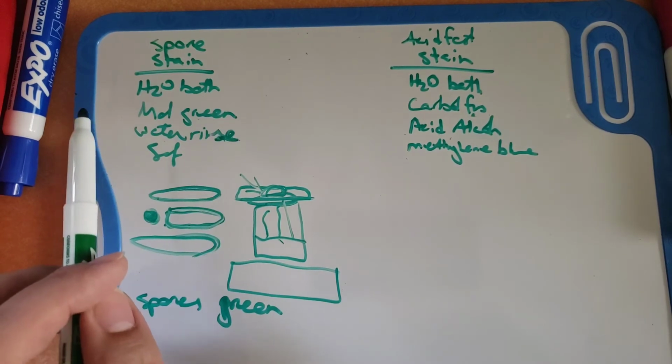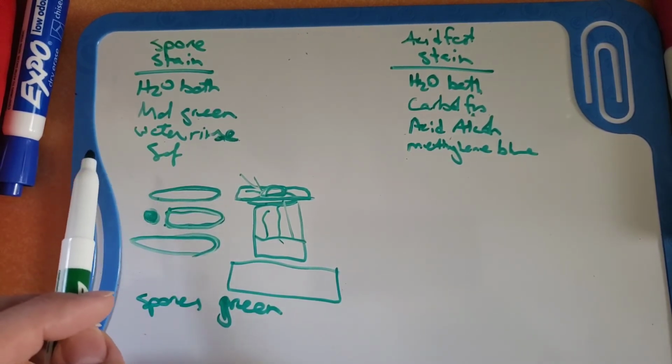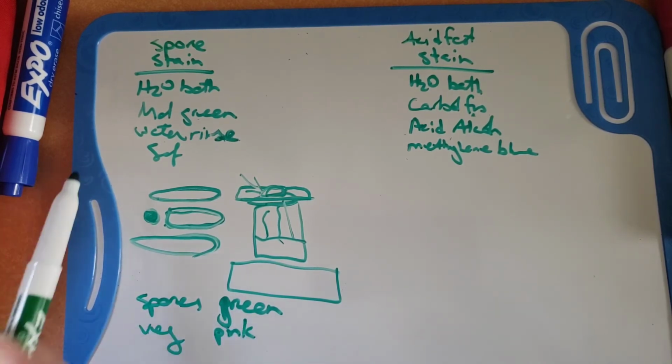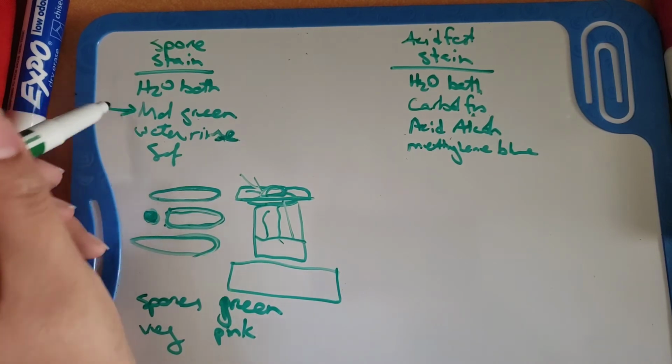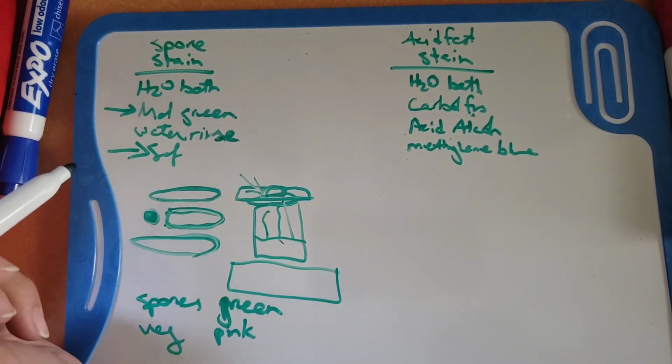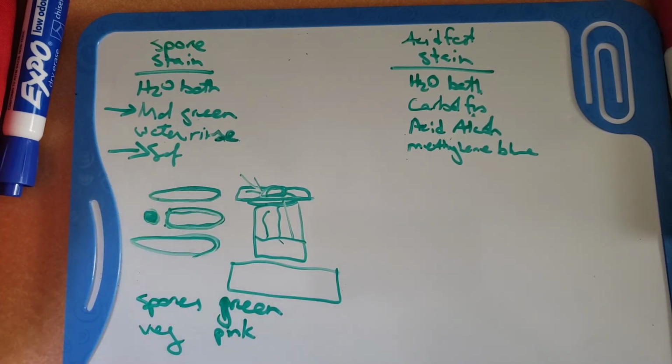You rinse with water, and then the safranin will be added. The vegetative cell will be pink. All right. This is the primary stain, the malachite green, because it's the first stain. Safranin is the counterstain because it's the second stain to be used.